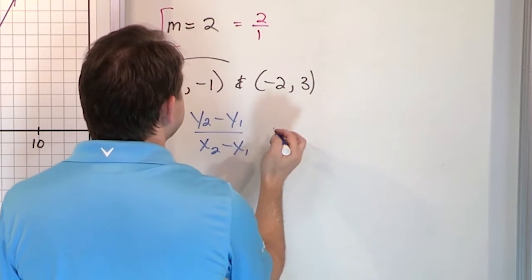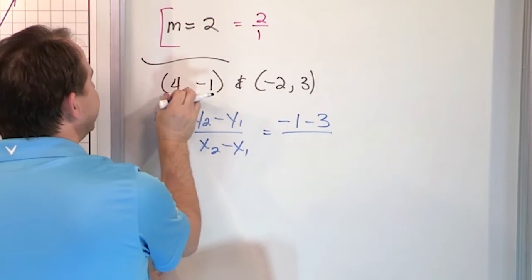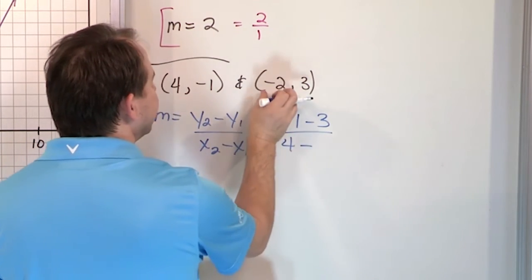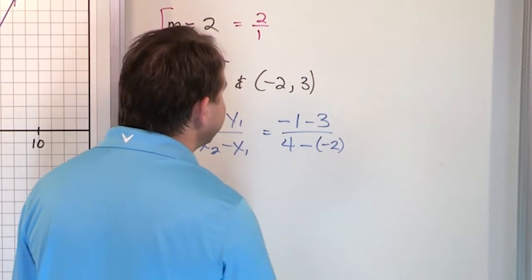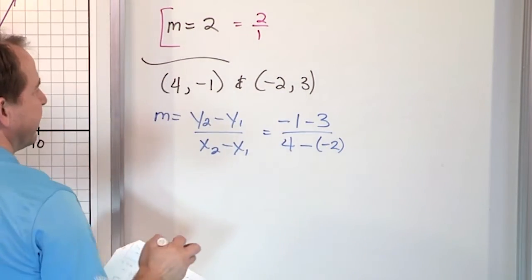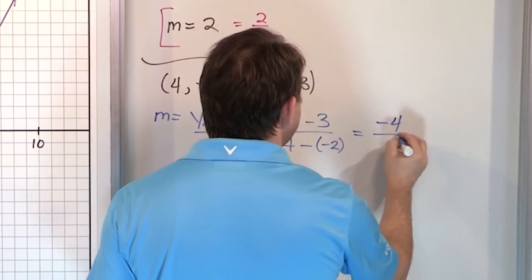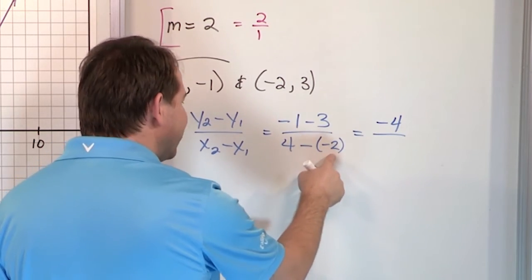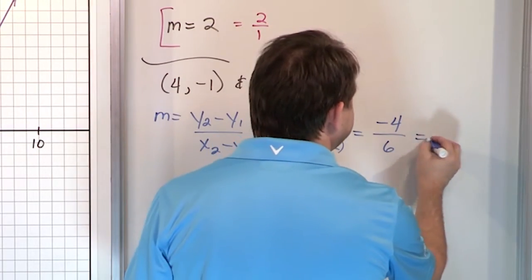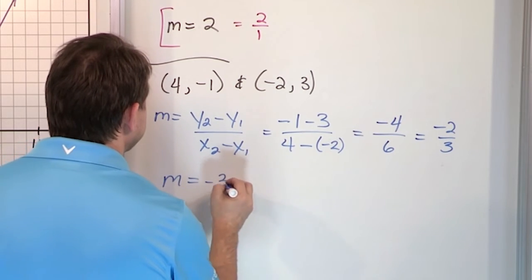Negative 1 minus 3. Y values get subtracted on the top. X values, 4 minus, whoops, we have a negative 2. What do we do there? 4 minus, then you write that -2 in parentheses to make sure you don't mess it up. So when you have 4 minus a -2, you write it like this to make sure you don't screw that up. All right, then what do you have on the top? -1 minus 3 is -4. On the bottom, you're going to have 4. This becomes a +2, which becomes 6. Right? Now you can simplify this by dividing by 2, so you have -2/3. So the slope that you calculated was -2/3.